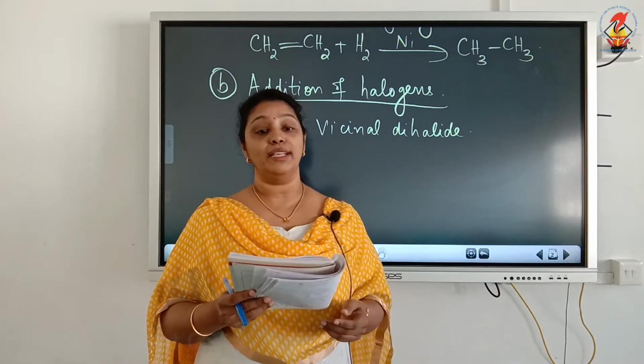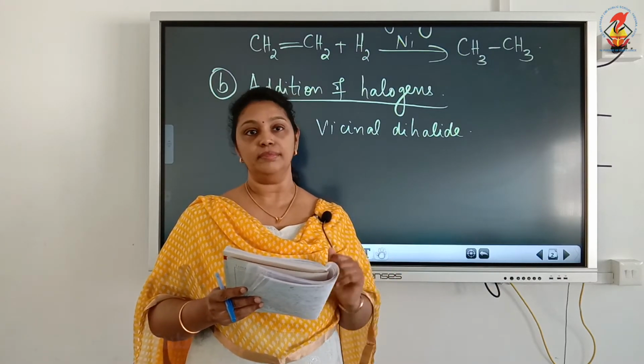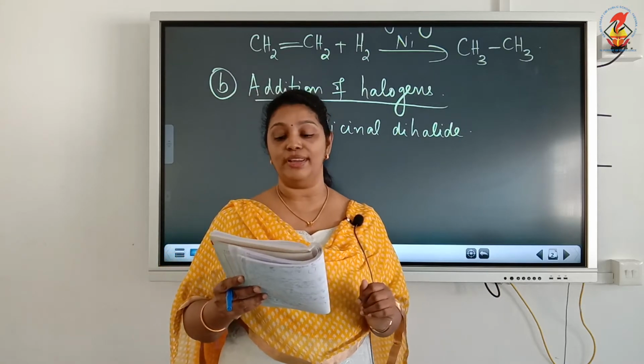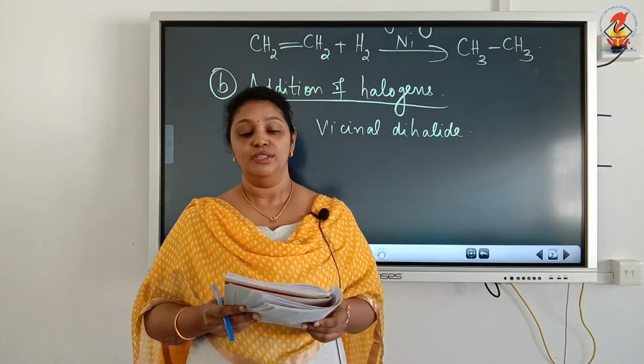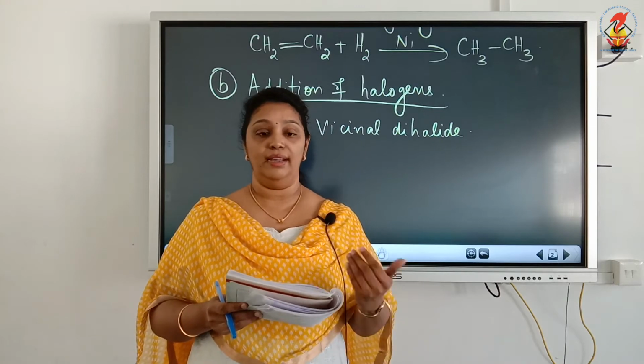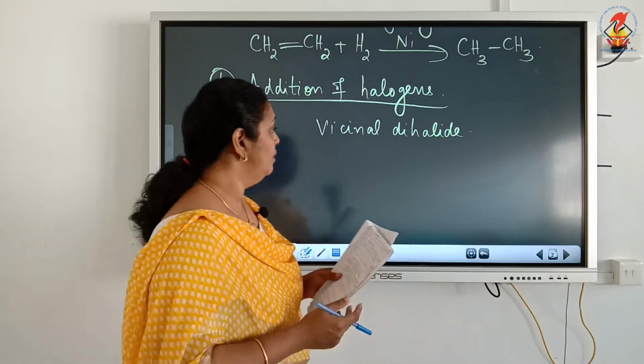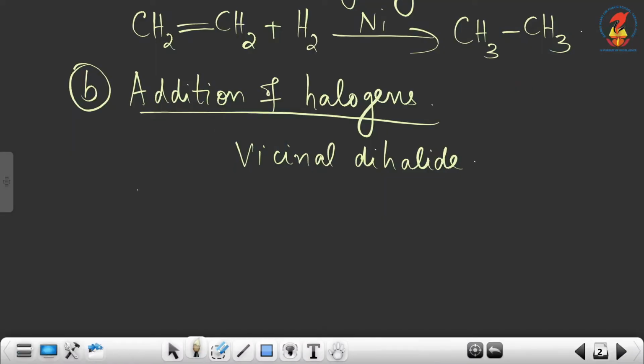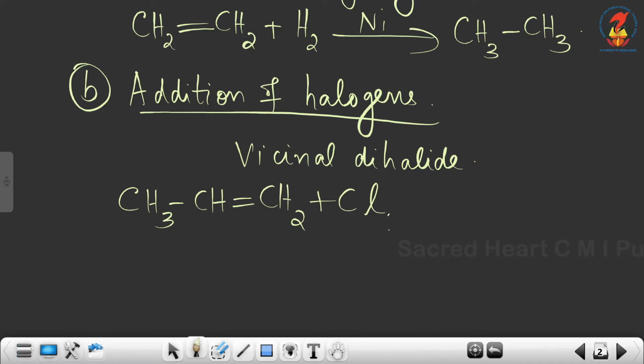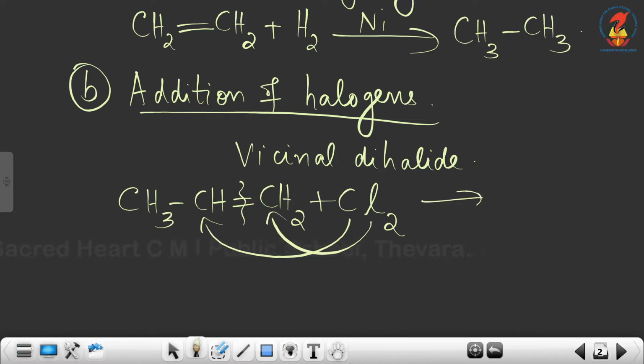Now, fluorine reacts too rapidly with alkene, while iodine does not react with alkene under ordinary conditions. So, we have to study the addition of chlorine and bromine to alkene. So, if chlorine is added, then how can we write the example equation? CH3 CH double bond CH2 plus chlorine Cl2. Here the double bond will break and one chlorine will add to CH, the other will add to the other CH2 double bonded carbon.